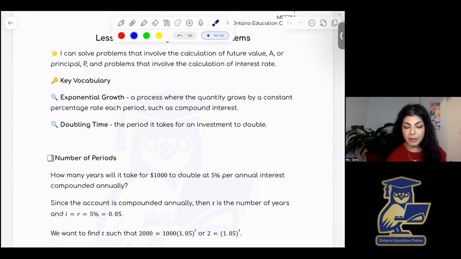Now we have doubling time, which, in terms of financial literacy, for us, will be the period that it takes for an investment to double. Previously, we saw doubling time with, for example, population of bacteria, and doubling time could be how much time it takes for the population to double. But now, when we're talking with money, it's how much time it takes for the amount that we've invested to double.